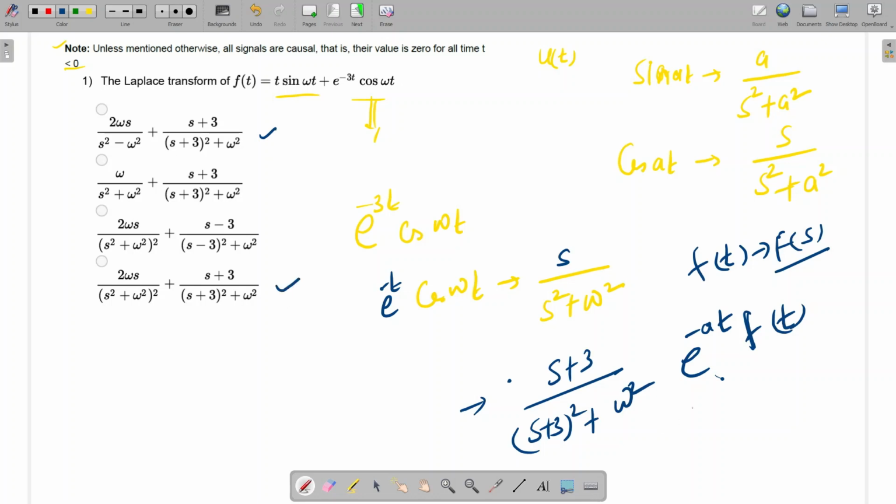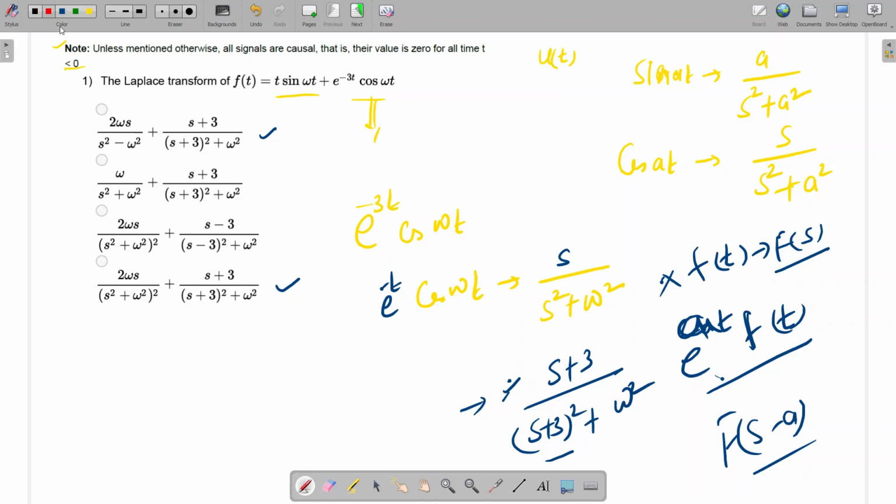So if f(t) Laplace transform is F(s), then e to the power at f(t), if here it is at, will be F(s minus a). So whatever is here, that will be subtracted. Here it was minus 3, so that will be subtracted: minus minus plus, so s plus 3. So the first term we got, either this or this will be correct.